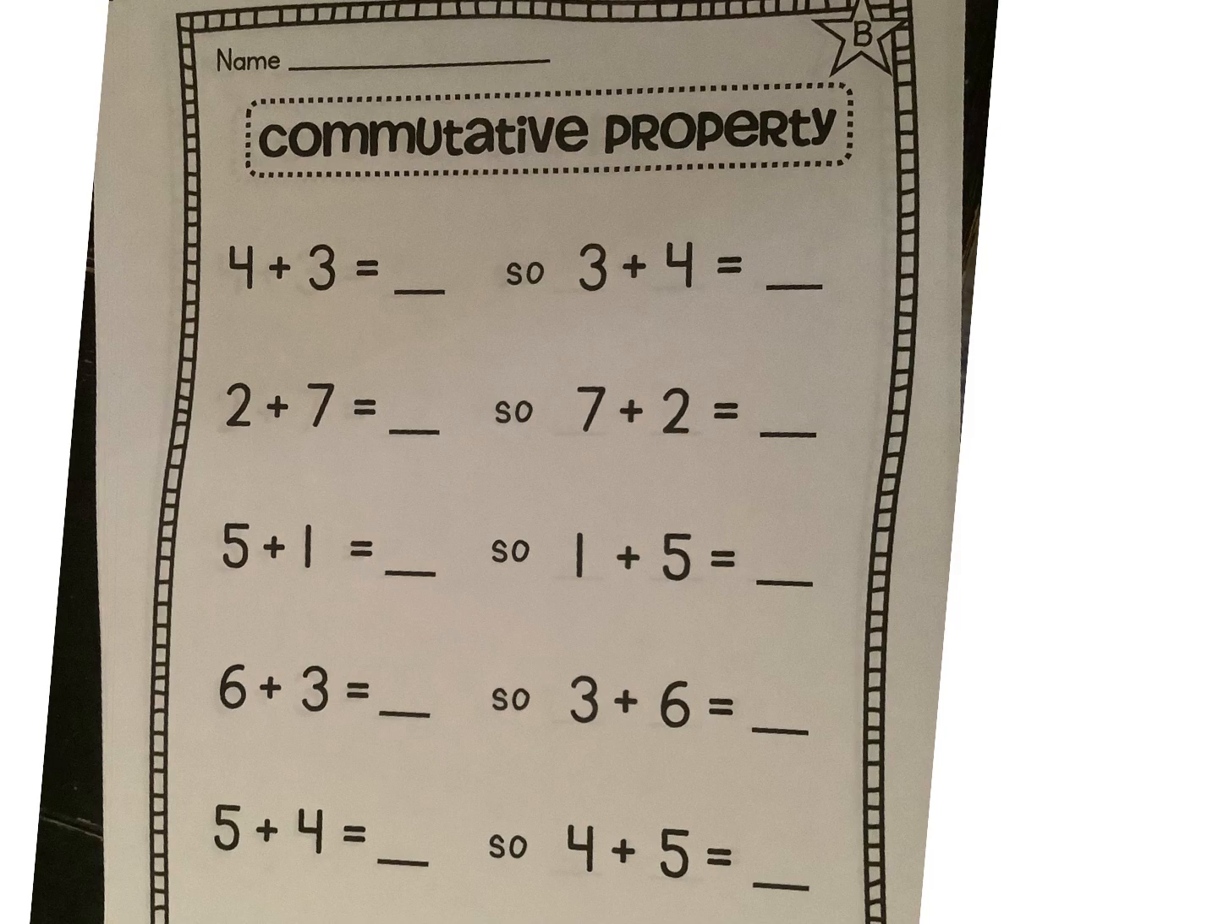Here we have more problems, boys and girls, today of commutative property, which means that if the addends are the same, when we add, we can change the order that they're in and the answer stays the same. So let's start with the first one, 4 plus 3.